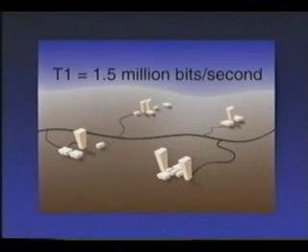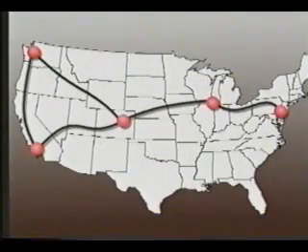T1 lines transmit at 1.5 million bits per second. They serve large companies or universities. Many state and regional networks use several T1 lines to carry shared traffic between different parts of the network. T3 lines transmit at 45 million bits per second. They are very expensive and are used for very long-distance national networks.